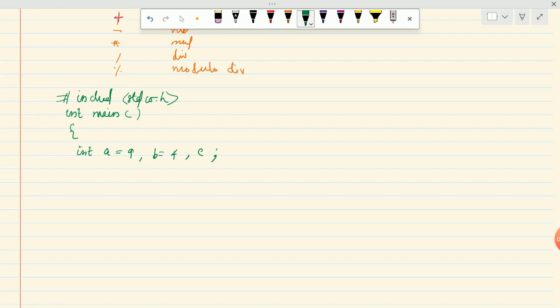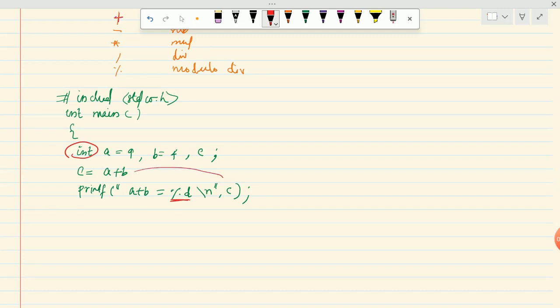Now I'm writing the statements. c is equal to a plus b, right? So I'm displaying it with printf, "a plus b is equal to %d\n", comma c. What is the meaning of this? In the control string, a plus b is equal to percentage d, since a is 9 and b is 4, so the data type is integer. That is why I have given the format specifier %d and a new line, and it is printing the c value. The a plus b value will print here.